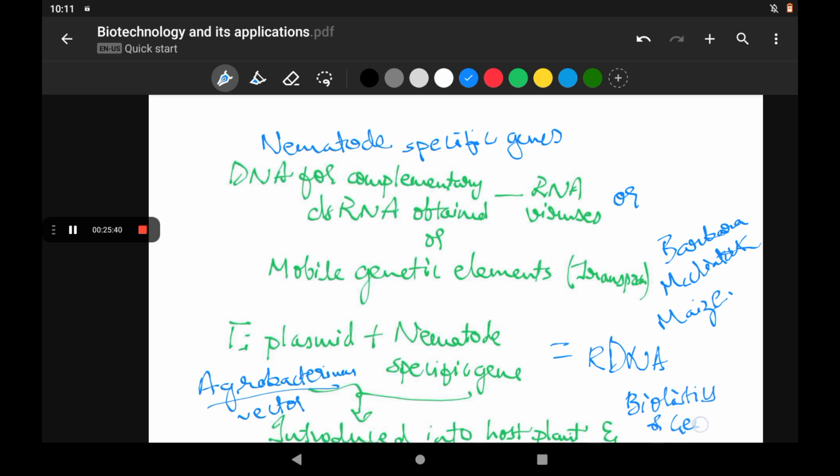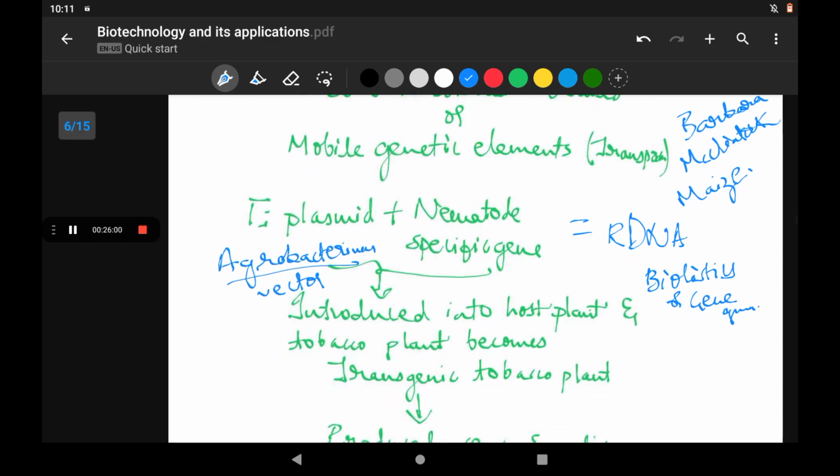So you know that for the introduction, there are three methods: microinjection, biolistics or gene gun, and disarmed pathogen vectors that we can utilize. Here, biolistics or gene gun is frequently utilized for introducing recombinant DNA into plant cells. So they are introduced into the host plant, this recombinant DNA with the foreign gene, that is nothing but a nematode-specific gene. So this nematode-specific DNA can produce double-stranded RNA. So that we should be aware of.